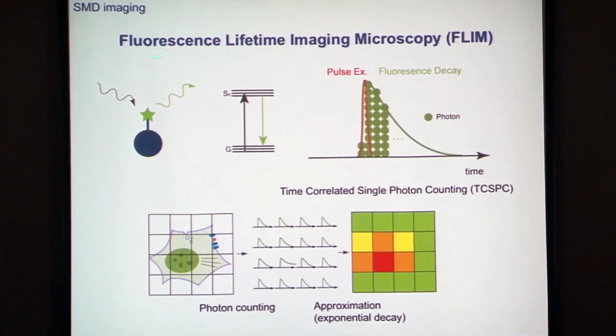So again, in the FLIM methodology, we count lots of photons, followed by approximation. By using approximation, we can evaluate the accuracy or the error of this methodology.